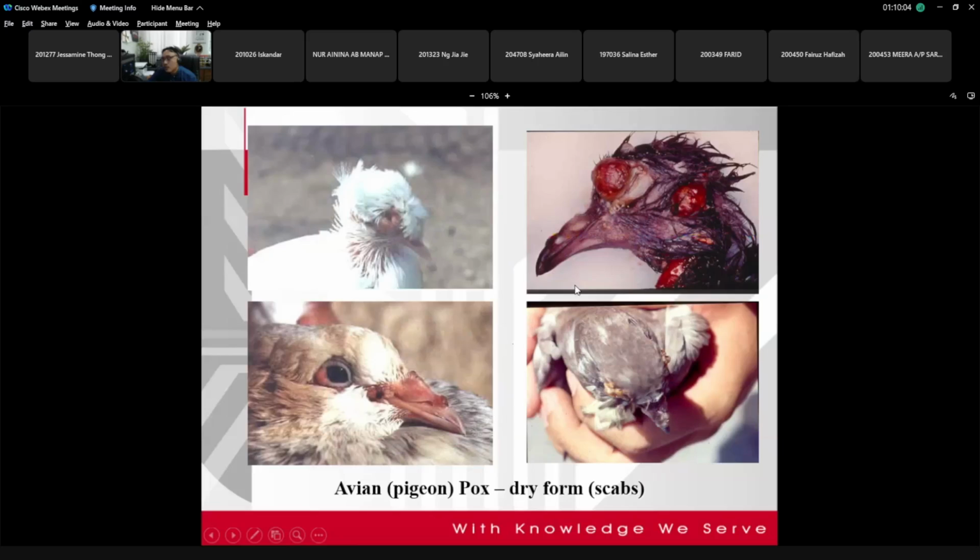Yang ni lah, kalau severe form dia macam ni lah. Dia tutup mata. Selalunya, those that die due to fowl pox, avian pox, is not because of the virus itself. It's because the scab closes their eyes or closes their mouth, they cannot see the food. So they die of starvation.